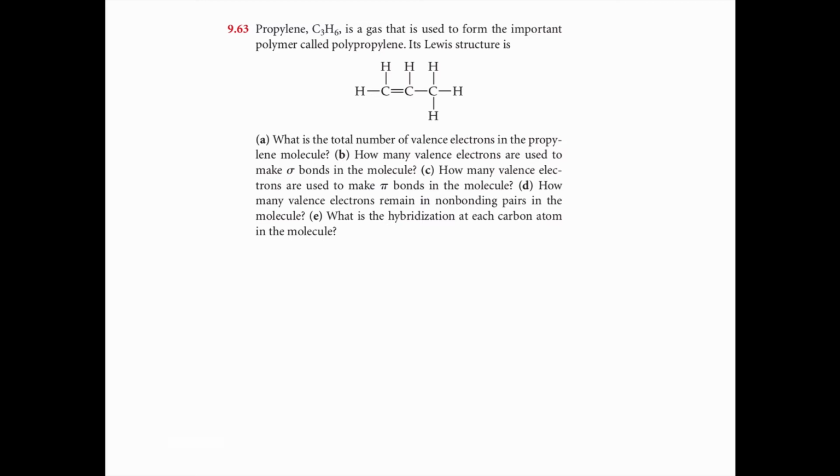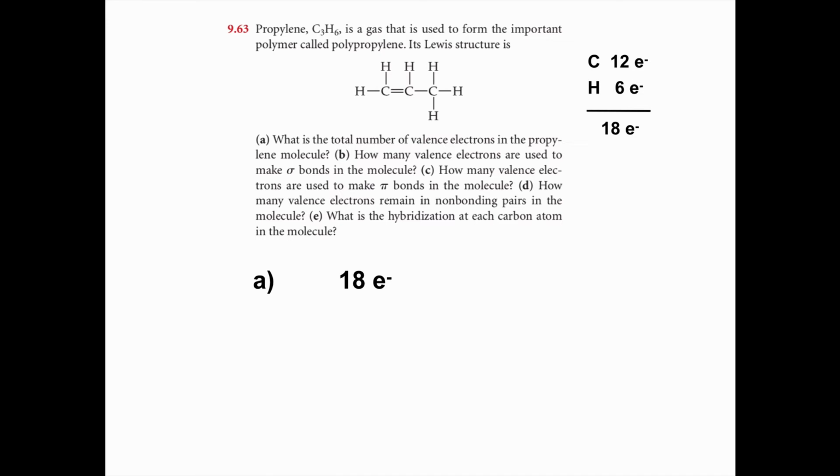Polypropylene, C3H6, is a gas that is used to form the important polymer polyethylene. Its Lewis dot structure is given to us. A, what is the total number of valence electrons in the polypropylene molecule? All right, so we figure that out by just adding them up, right? You've got 3 carbons and 6 hydrogens. So each carbon donating 4, so that's 12 valence electrons donated from the 3 carbons. 6 electrons being donated from the 6 hydrogens, a total of 18 valence electrons.